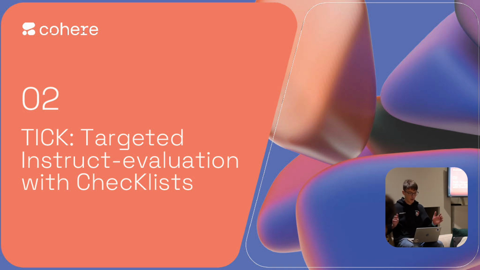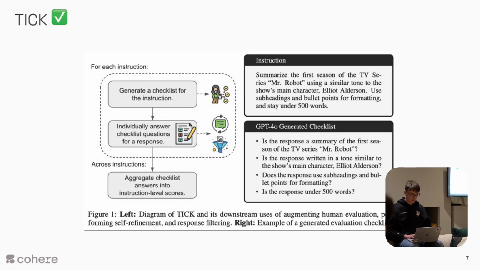Given that background, I'll go into TIC, which is the LLM as judge evaluation protocol we came up with. Very simply, for a given instruction, we want to generate a checklist. This is similar to what those benchmarks were doing that I mentioned earlier, except now we're not assuming that humans have written these for a given set of instructions. We're going to use the LLM itself to generate a checklist.